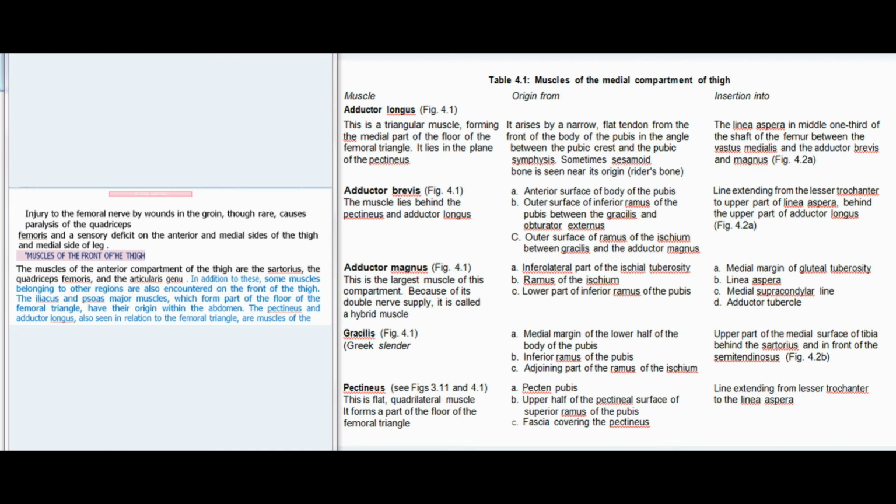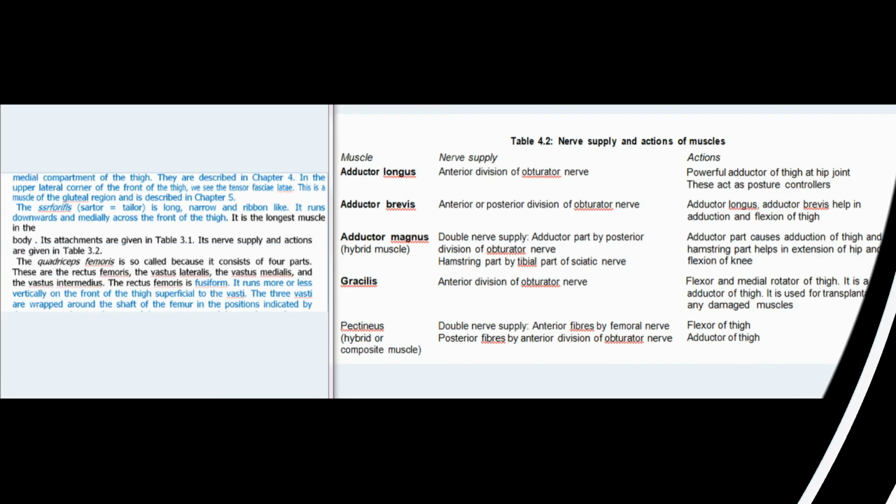Muscles of the front of the thigh. The muscles of the anterior compartment of the thigh are the sartorius, the quadriceps femoris, and the articularis genu. In addition to these, some muscles belonging to other regions are also encountered on the front of the thigh. The iliacus and psoas major muscles, which form part of the floor of the femoral triangle, have their origin within the abdomen. The pectineus and adductor longus, also seen in relation to the femoral triangle, are muscles of the medial compartment of the thigh. They are described in Chapter 4.